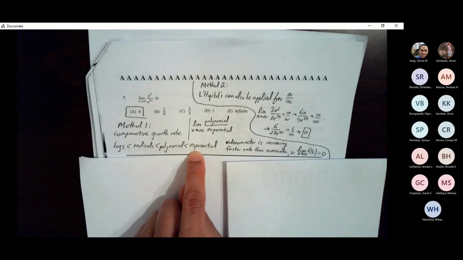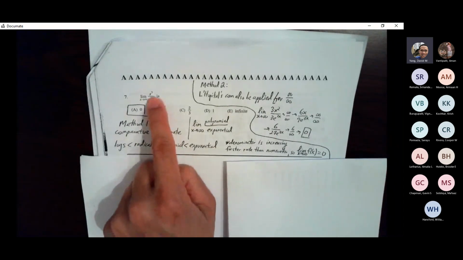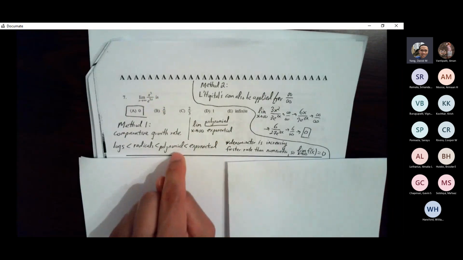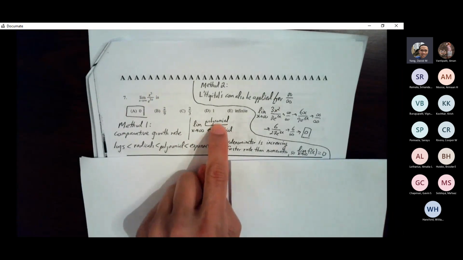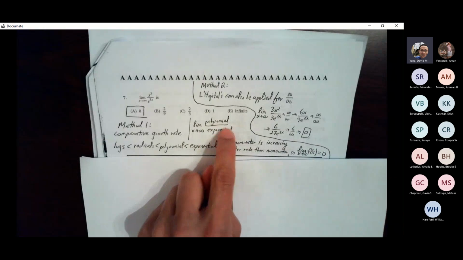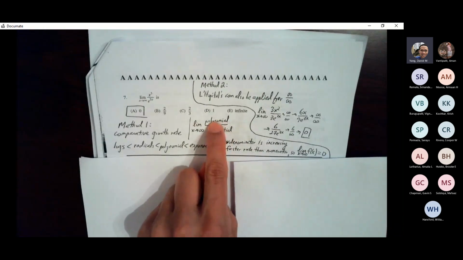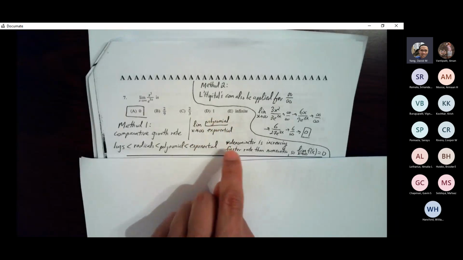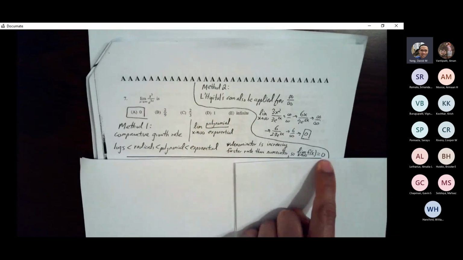So you have a polynomial divided by an exponential, or we could say algebraic over exponential. An exponential grows at a faster rate than a polynomial. So if your denominator is growing at a faster rate than the numerator, then your fraction is getting smaller and smaller and smaller, and so the limit is approaching 0.